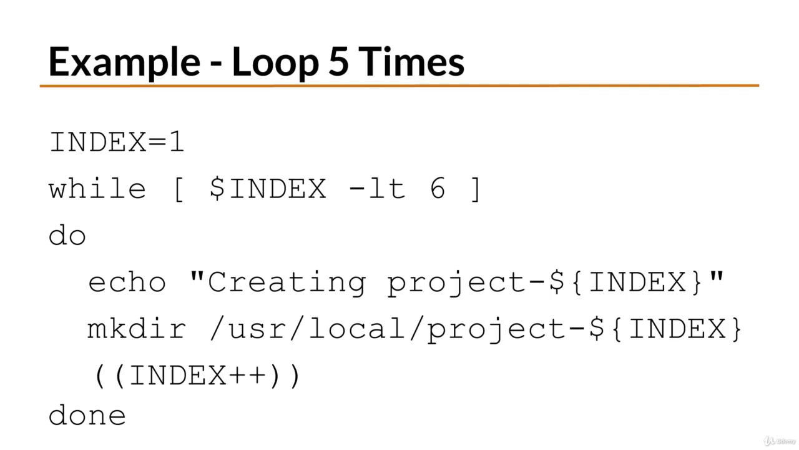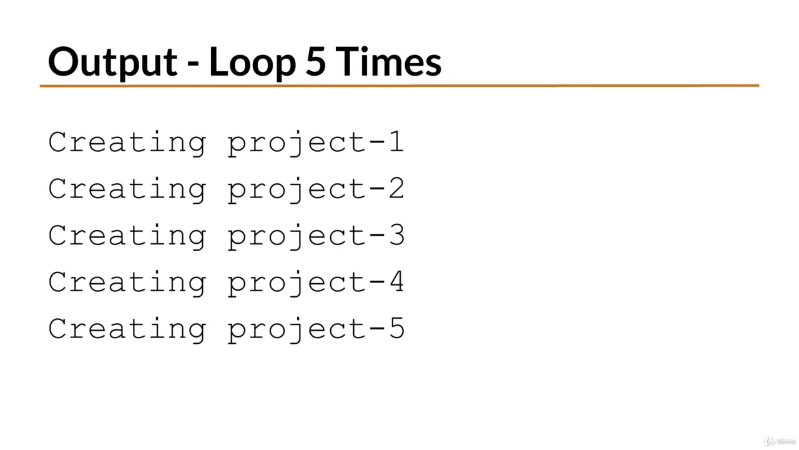The next iteration of the loop continues because index, or 2, is less than 6. This repeats until index is set to 6 on the 5th loop. 6 is not less than 6, so the while loop is complete and the script will continue. Here is the output of the previous script. As you can see, it completed the loop 5 times.